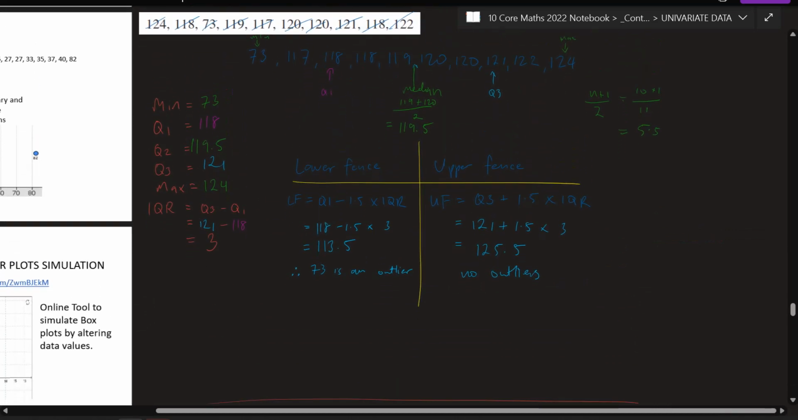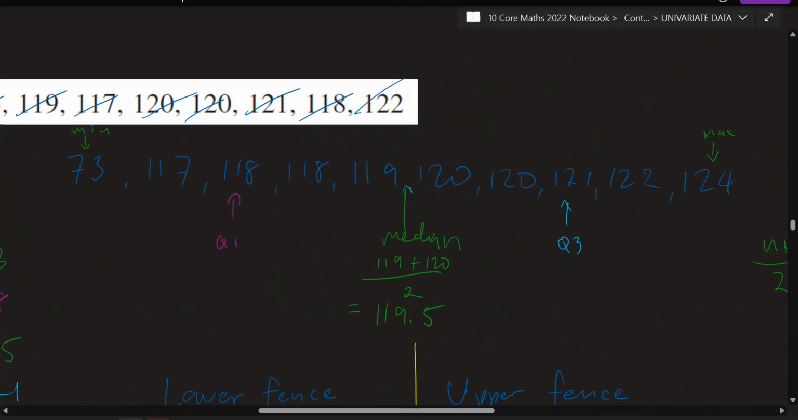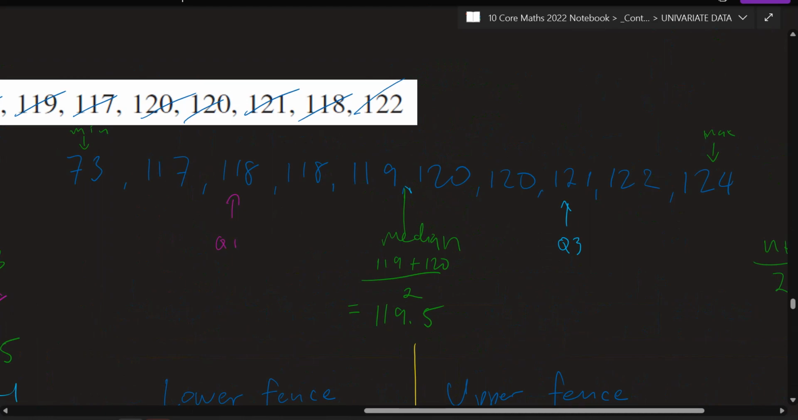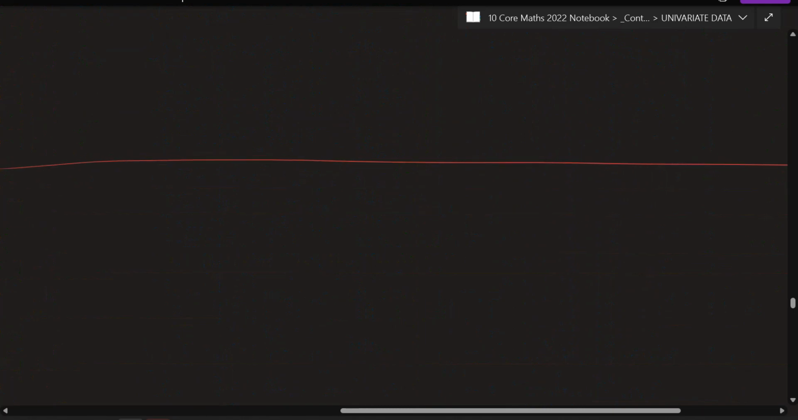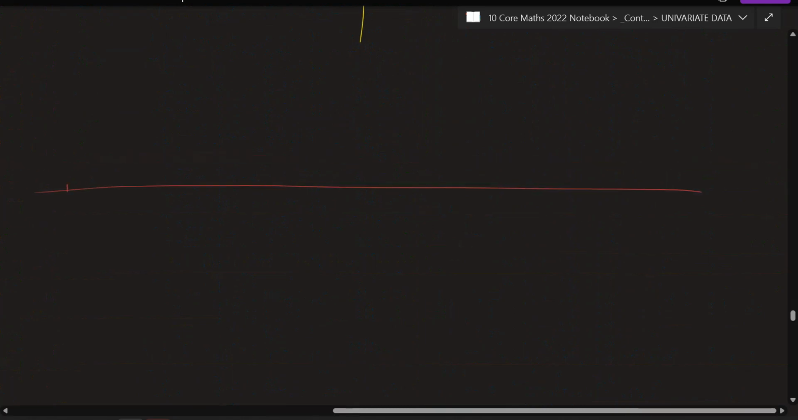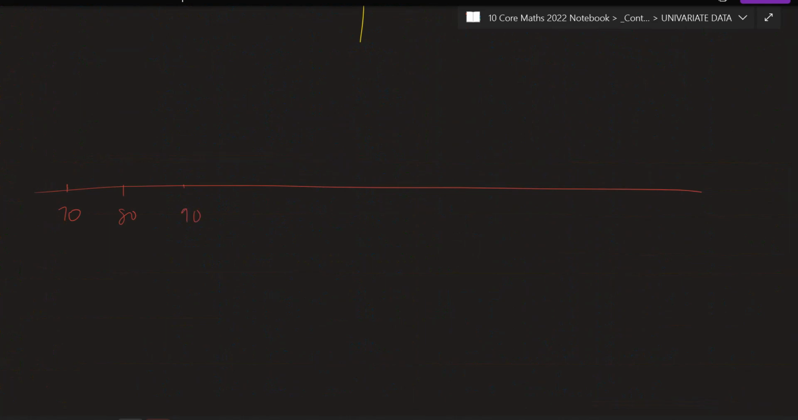Let's look at our data set. What's the lowest number, guys? 73. And then it goes up to 124. So on my number line, I can probably just write numbers going up by tens, starting at 70, because I want to include all my numbers. So 70, 80, 90, 100. Actually, I'll space it out a bit more. I can fit more. I could even go up by 5s if I want.